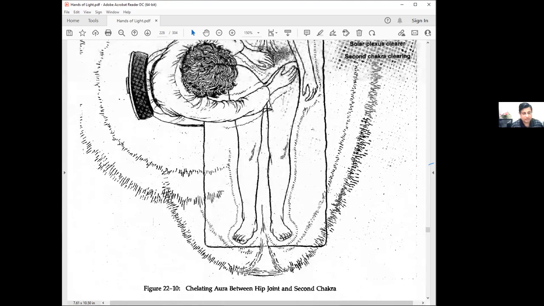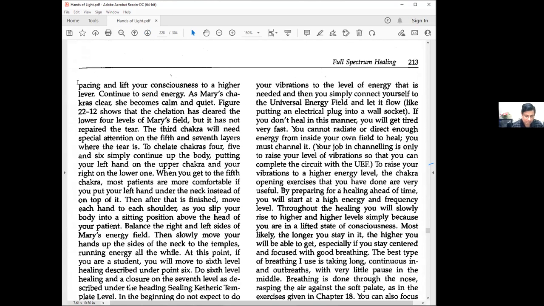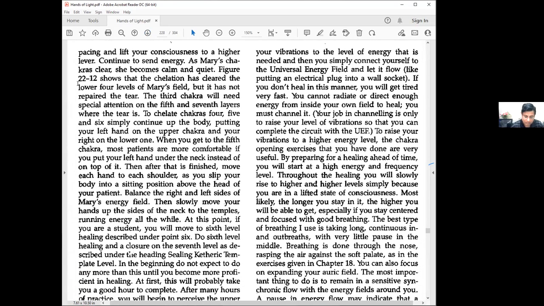Again, various pictures of the clearing. This is then the PDF, so you all can actually see it. Pacing and lift your consciousness to a higher level.